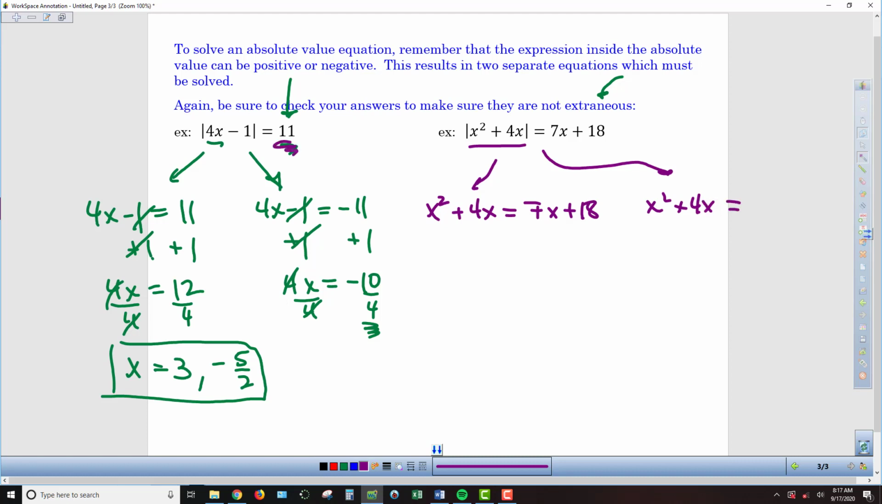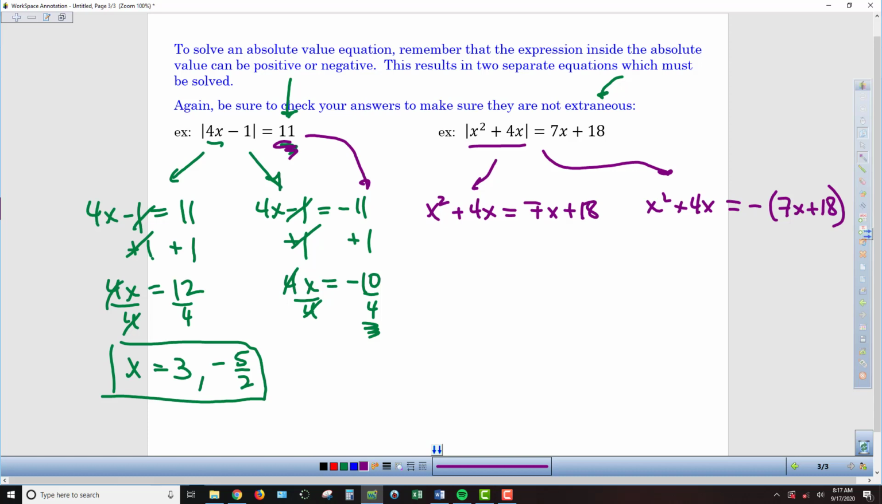So over here, that opposite was a little bit easier. We just made the 11 into negative 11. This time, we're going to have to take the entire expression and multiply it by negative 1. So we've got these two quadratic equations, as it turns out, since we have an x squared in both of these.